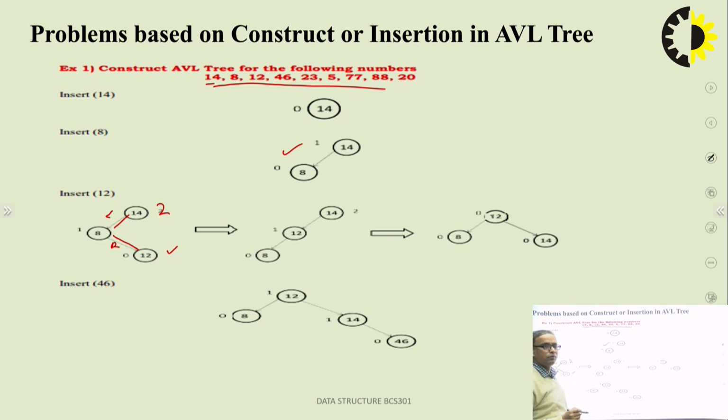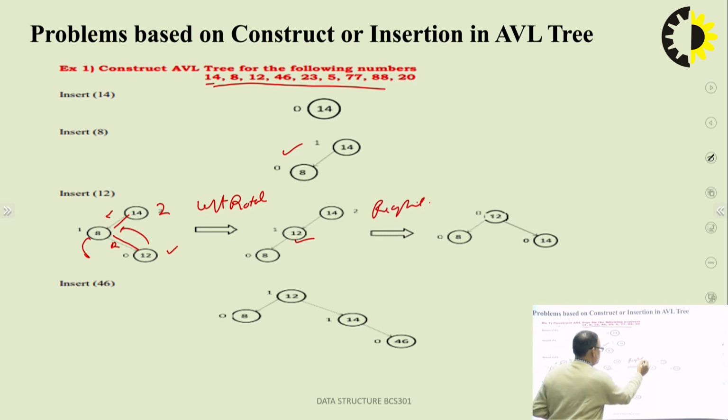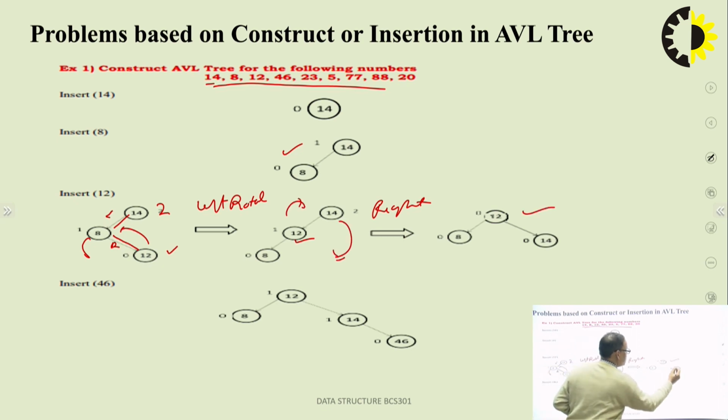In LR rotation, at first we perform the left rotation. When we perform the left rotation, 12 becomes the parent and 8 becomes the child of 12. Now we need to perform the right rotation. When we perform the right rotation, 12 will be the parent, and this will be the tree. The balance factors of 8, 12 and 14 are 0, 0 and 0.